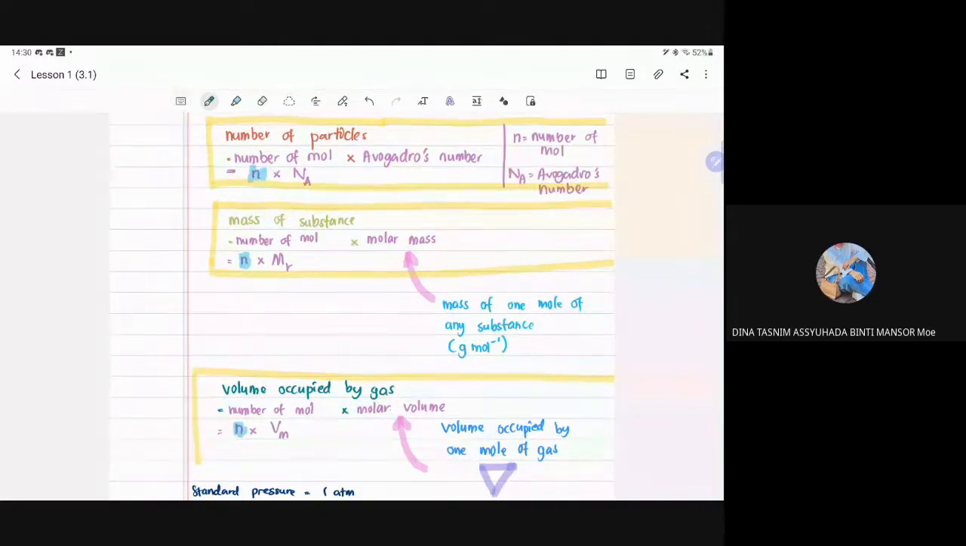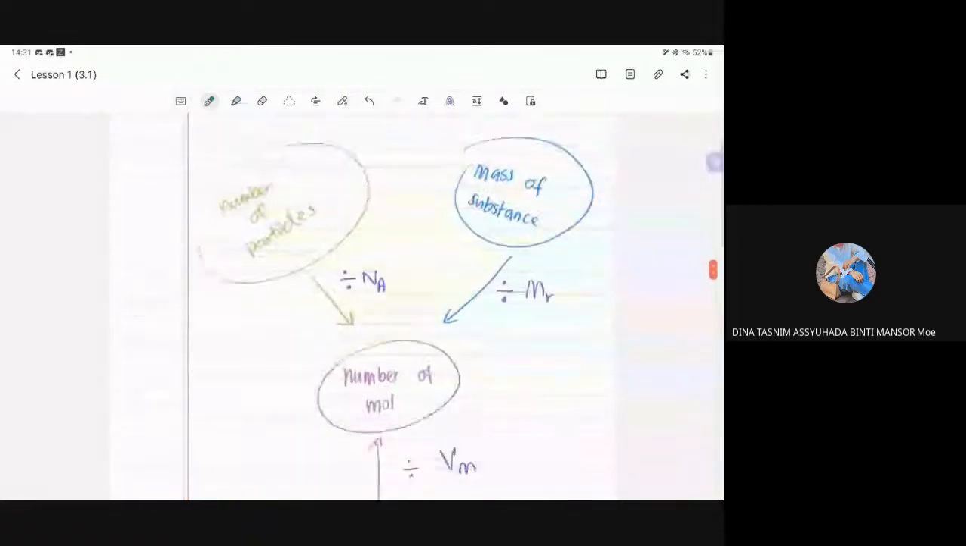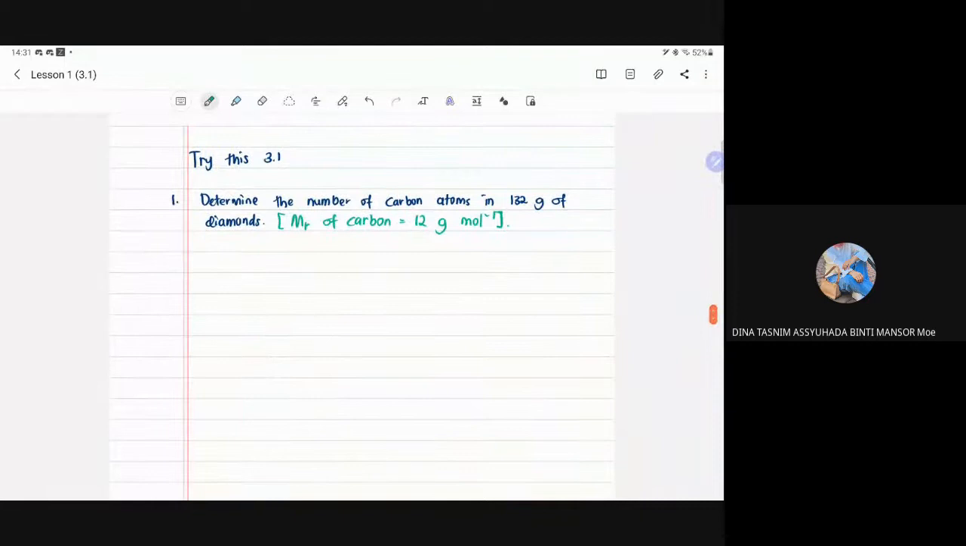Sir, boleh tengok soalan tu balik ke sir? Okay, boleh. Thank you sir. Dalam nota pun ada ni, dalam PowerPoint tu ada formula, you can also refer from that. It's the same thing.